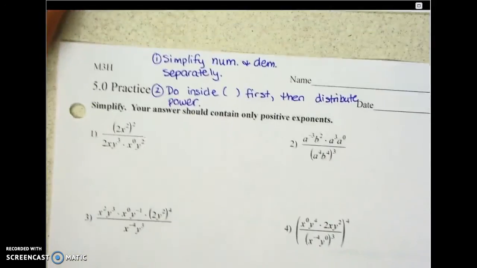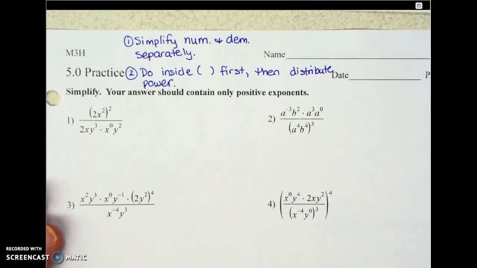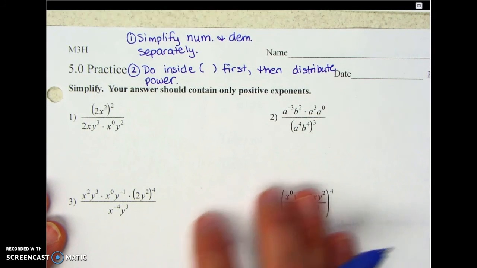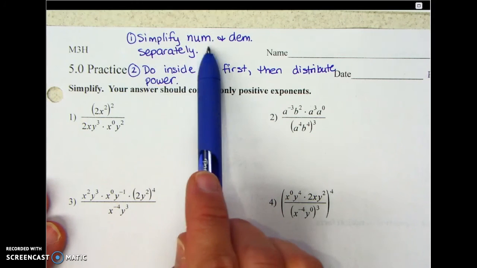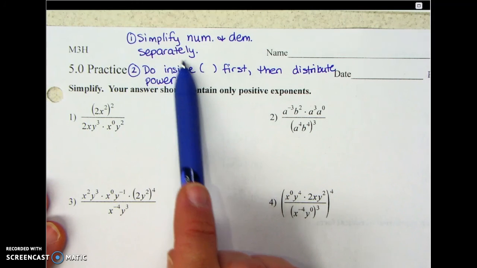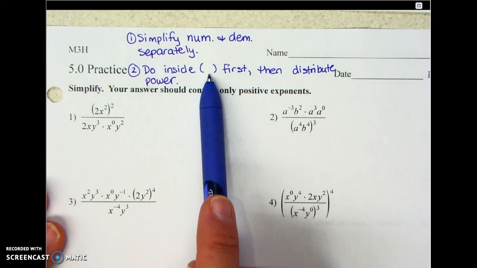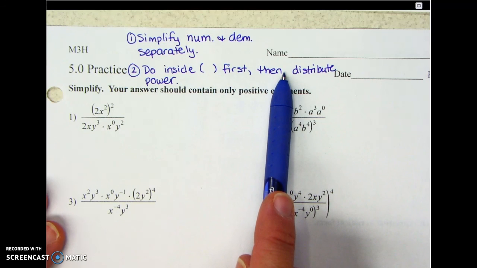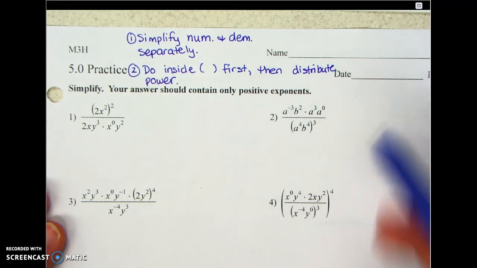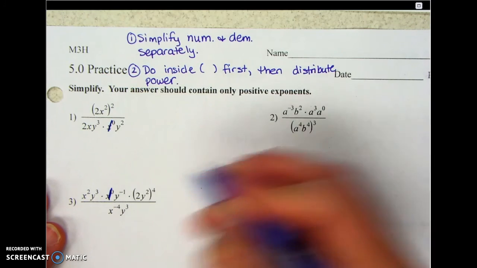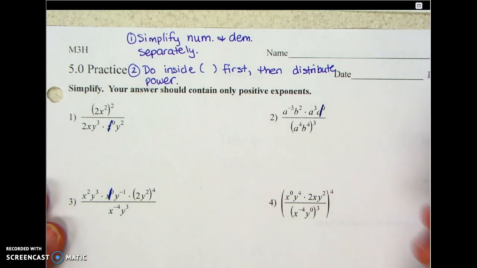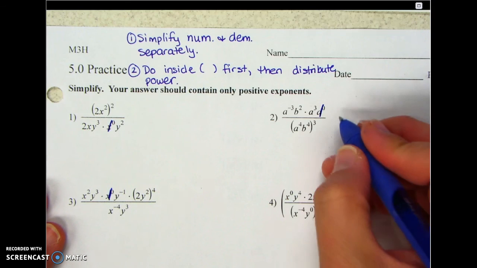So now what we're going to do is go into 5.0 practice, and you're going to do all of these. They've just combined the rules, you guys, but don't get overwhelmed, okay? Simplify the numerator and denominator separately. Simplify inside parentheses first, then distribute the power. I'm running out of time, but what is everything with a 0? What does that turn into? The number 1. Right? So don't get frustrated by those.